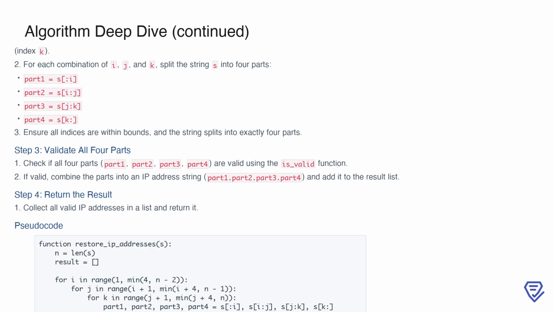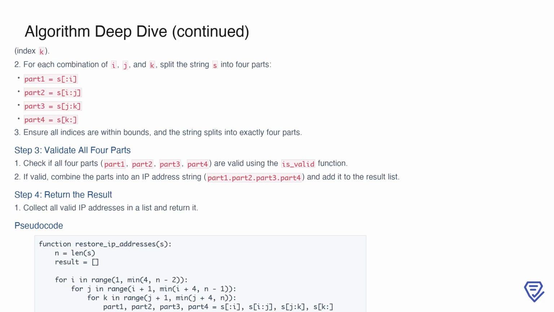Once we identify positions for the 3 dots, we split the string into 4 parts. For example, if the dots are placed at indices i, j, and k, the 4 parts would be part 1, part 2, part 3, and part 4. It's important to ensure these indices are valid and that the string is divided into precisely 4 segments.